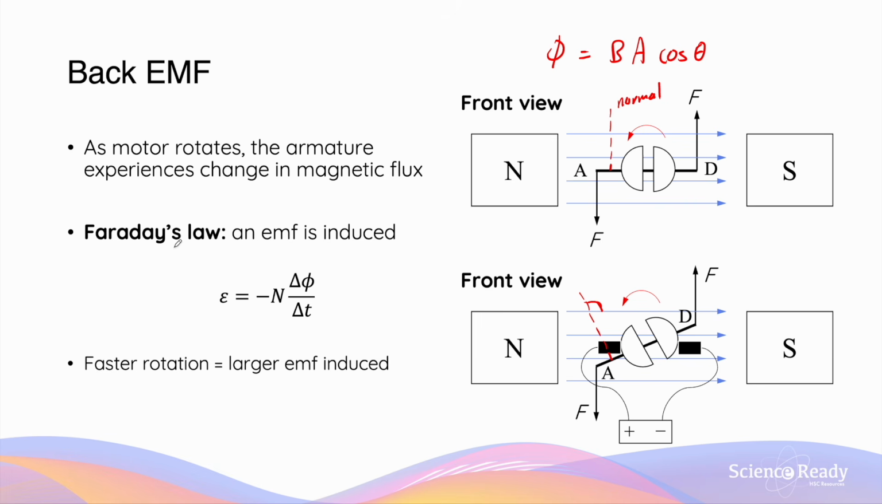By Faraday's law of induction, when an armature or conductor experiences any changes in magnetic flux, an EMF is induced in the coils of the armature. In Faraday's law's equation, the magnitude of EMF is directly proportional to the rate at which the flux is changing. That means if the motor is rotating faster, there will be a larger EMF induced in the armature. This EMF that's induced due to the rotation of the armature is what we call back EMF.